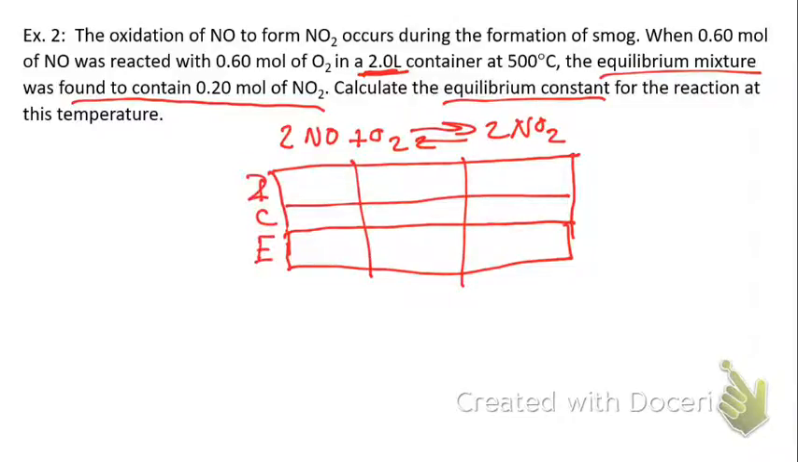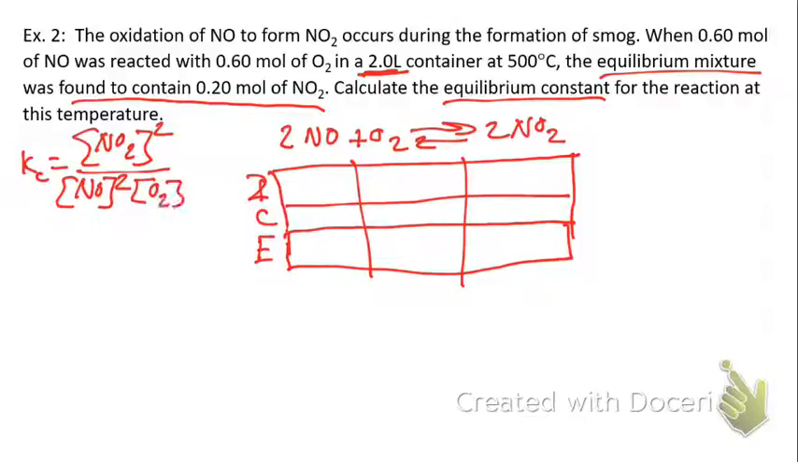The equilibrium expression for this is going to be Kc equals NO2, my product, over the reactants. I have to square that because of the coefficient of 2. NO, I'm going to square that as well, and O2 to the first. Okay, there's the equilibrium expression.